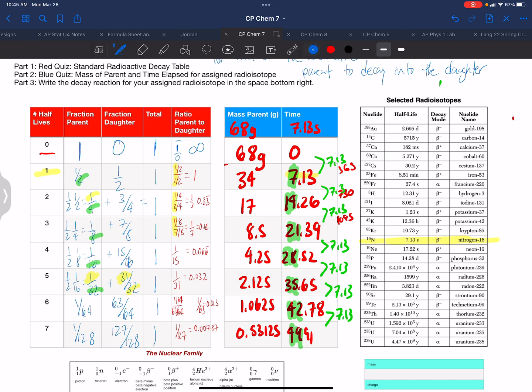And as we know, if we notice here, the ratio of 68 to 34 is 2. And 34 to 17 is 2. And 17 to 8.5 is 2. And 8.5 to 4.25 is 2. The ratio stays constant as you move down the table. So that is the blue table.